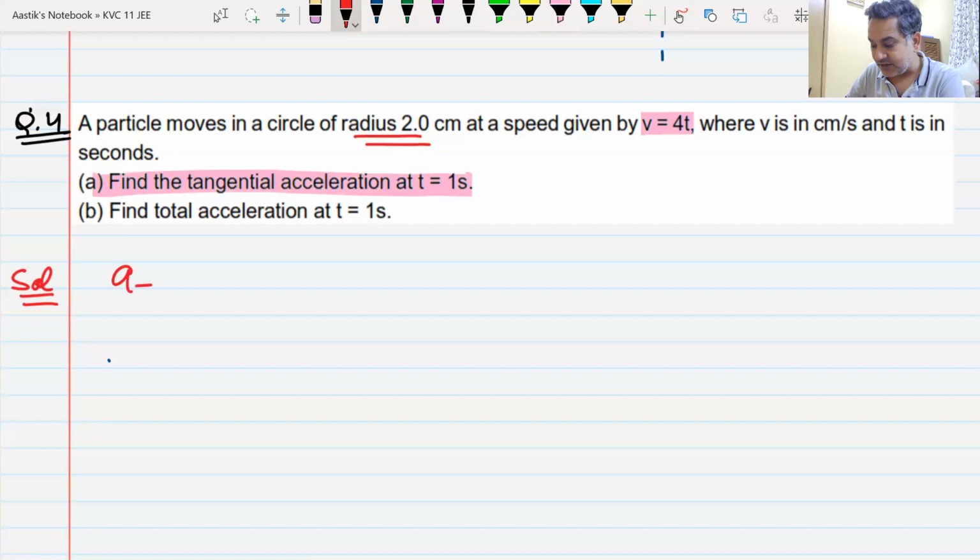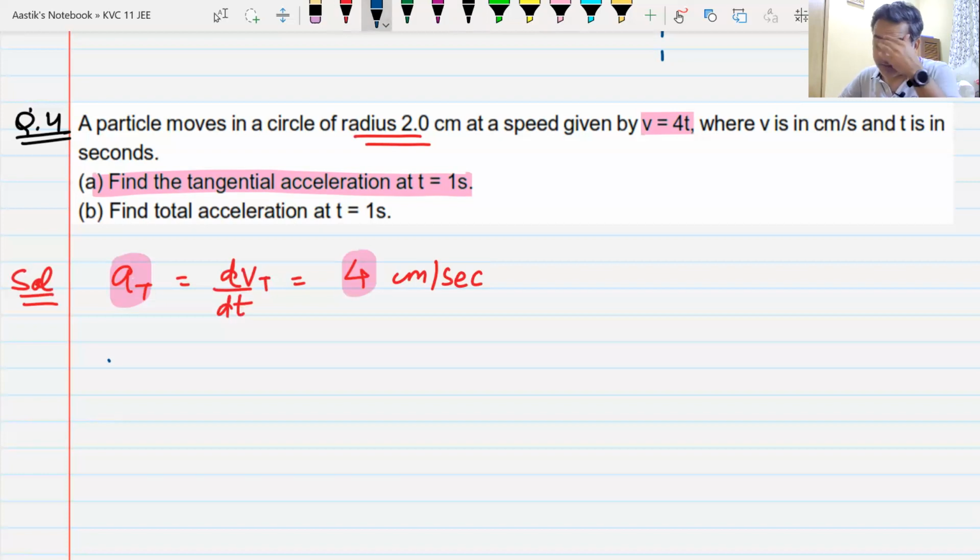Tangential acceleration a_T is the derivative of speed. And what is given is the magnitude of velocity, so basically it is given as speed. Yes or no? We find the derivative of this and it is coming as 4. It is constant. Whether you find it at 1 second, 2 seconds, or 4 seconds, it is the same. Your first answer is tangential acceleration is 4 centimeters per second square, not radians per second. Please don't say that.